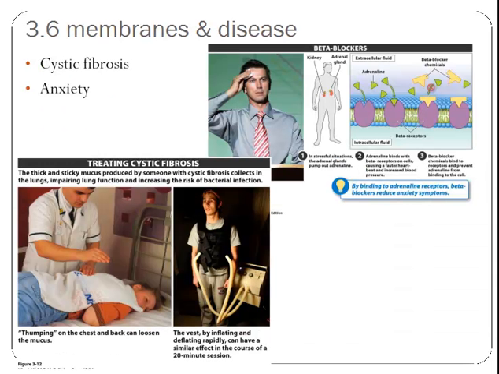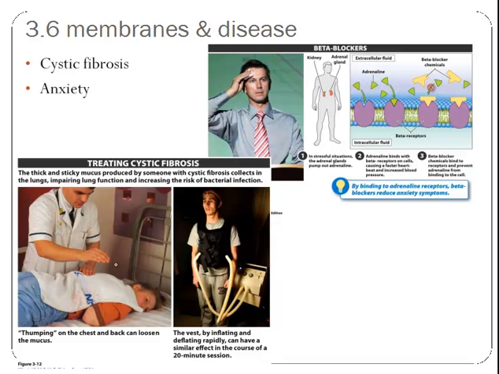Cell membranes are involved in quite a few diseases. We'll look at just a couple of them here in class today. First of all, cystic fibrosis. Cystic fibrosis, they have a thick or sticky mucus that's produced in the lungs, is what we primarily think of, but also throughout the entire body, all the other internal organs. And that thick, sticky mucus is the result of one single transmembrane protein that's not functioning properly, not moving stuff in and out of the cell the way it's supposed to. And so that causes the symptoms of cystic fibrosis.